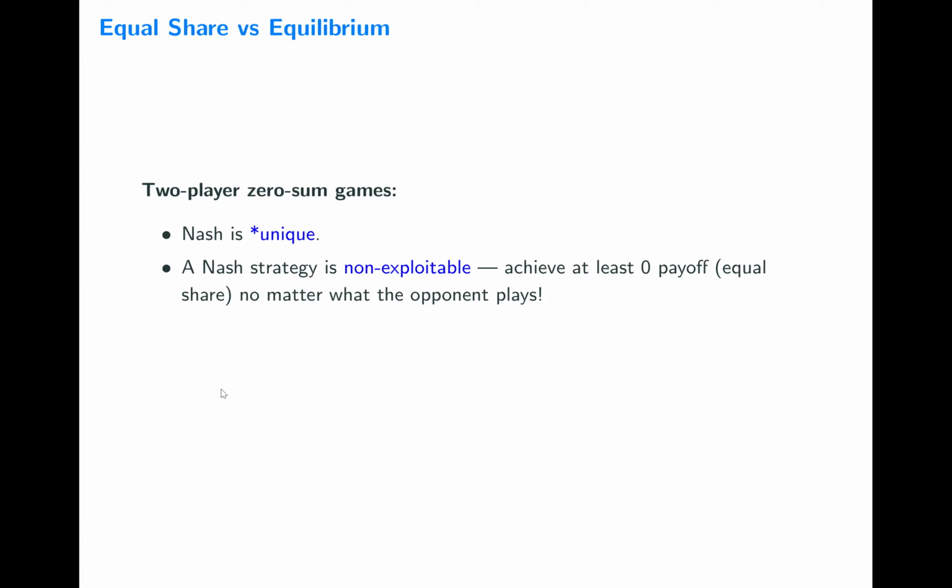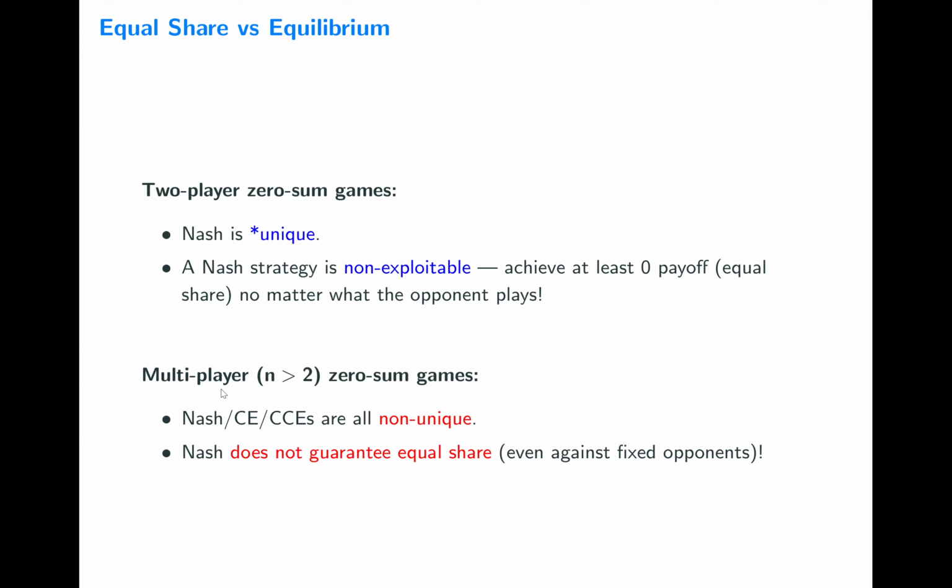So you can easily understand in rock paper scissors, if you are playing the Nash equilibrium, that is a uniform strategy, with 1/3 probability for all actions, then no matter what your opponent is playing, you will never lose. You may not win, but you will never lose. So this is the so-called non-exploitability.